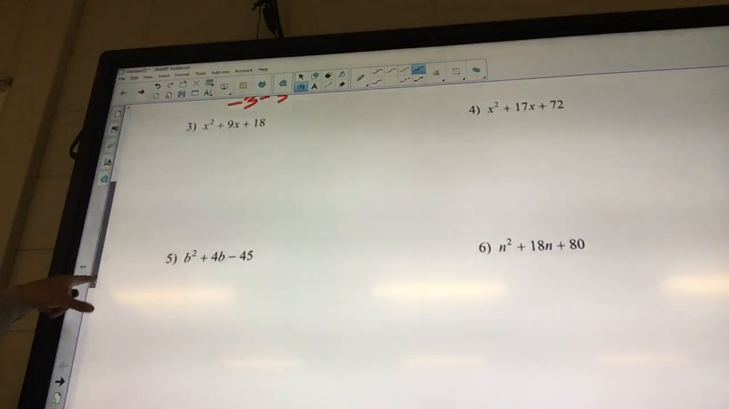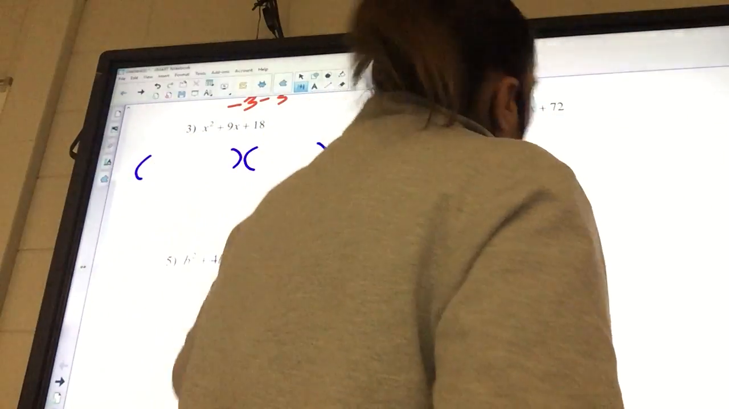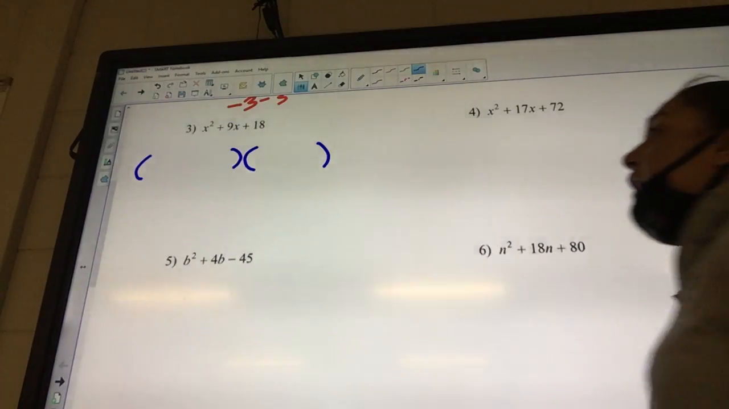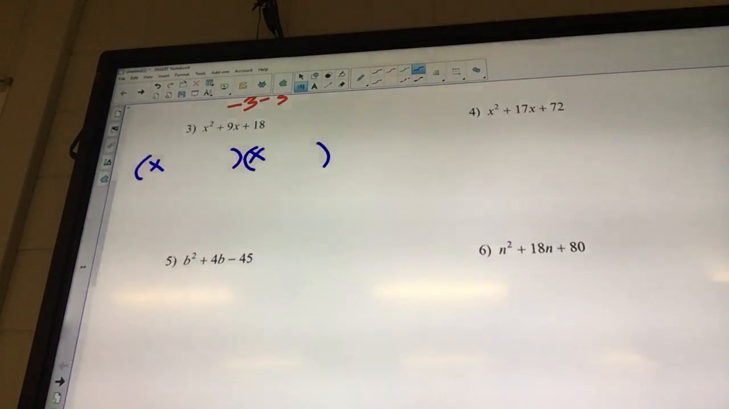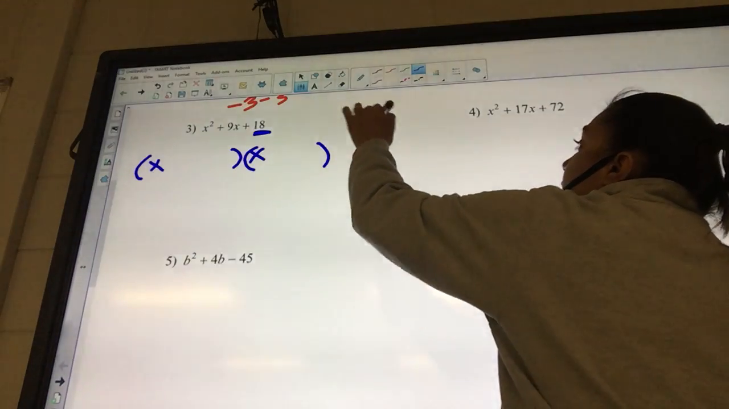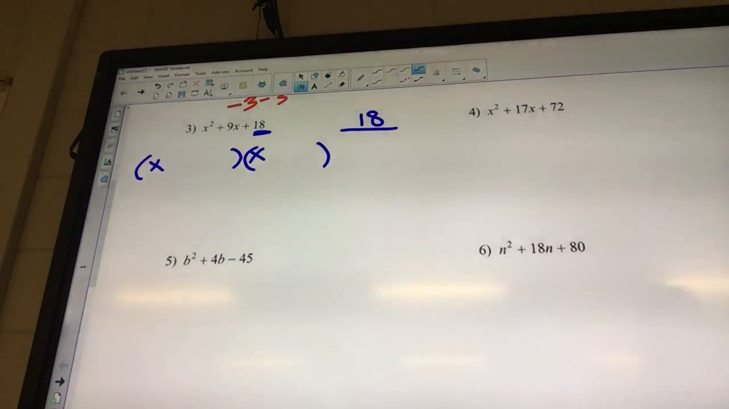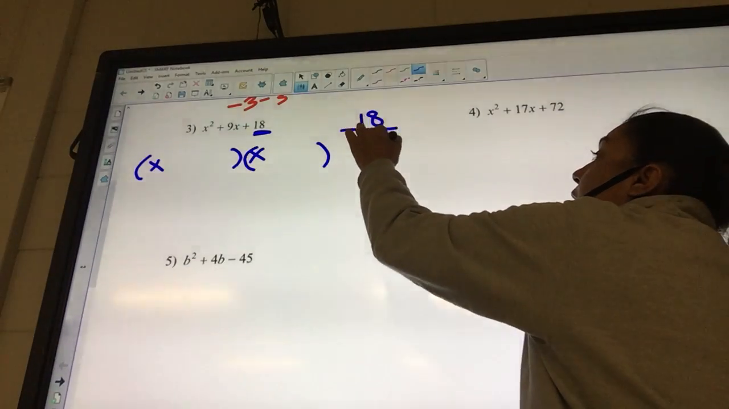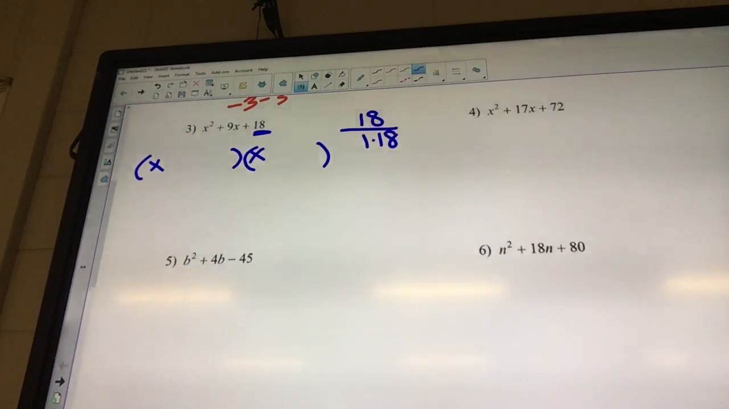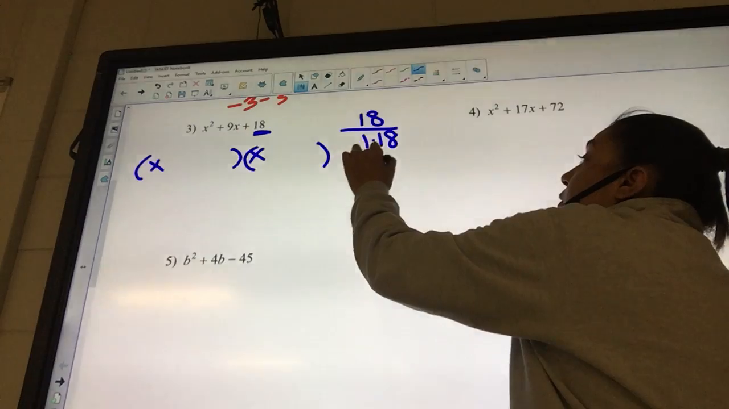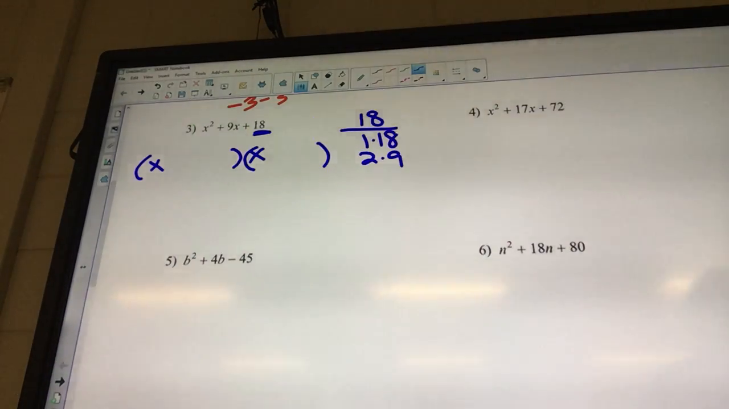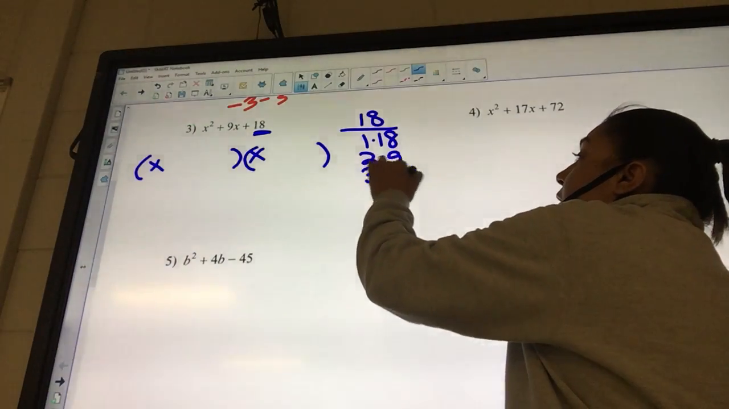Okay, so look at 3. Draw your 2 parentheses. Fill in the x's. So you got x and x. Okay, now we need to find some factors of the last number, so 18. What is the first one always going to be? 1 and 18. Okay, now do 18 divided by 2. Does that work? Yeah. What do you get? Use your calculator. 9. So 2 and 9. Check 3. 18 divided by 3. 6. So you can put 3 and 6.